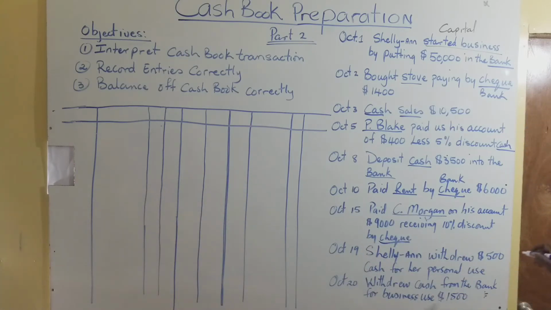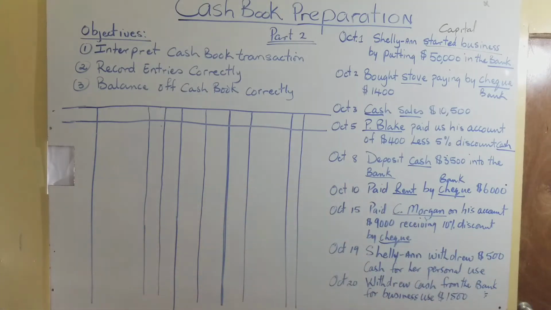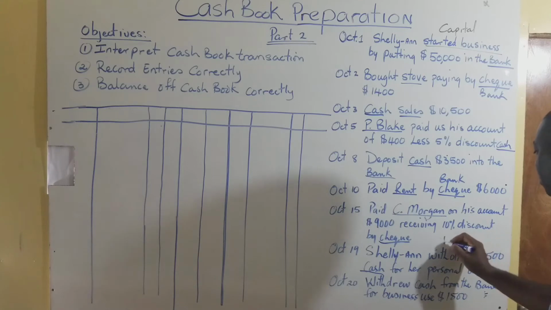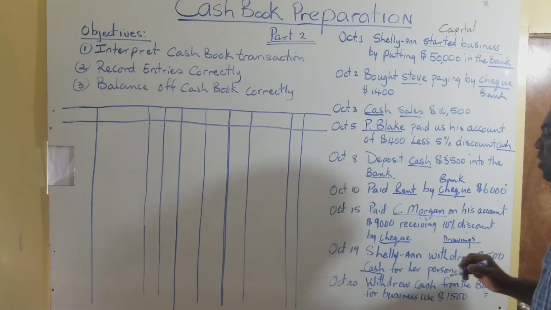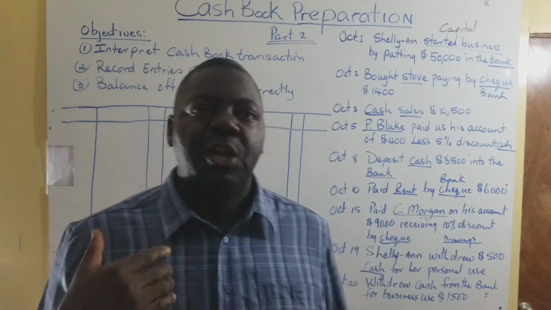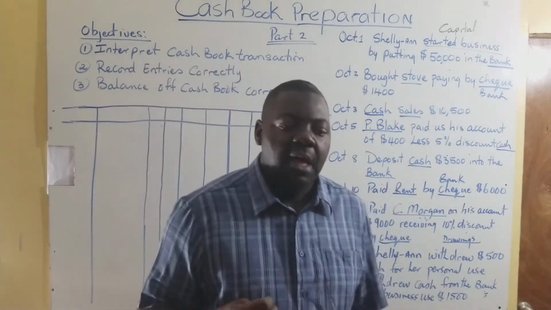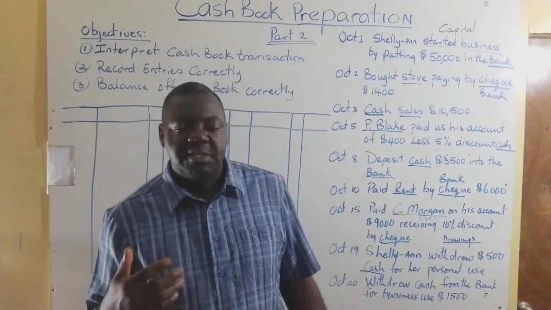Shelly-Ann withdrew $500 cash for her personal use. Now, of the two accounts affected, one is going to be cash. Note the information says that she is taking money for personal use, so it's going to be what we refer to as drawings. Drawings is the concept where the owner or proprietor has taken out of the business goods or assets for their personal use.